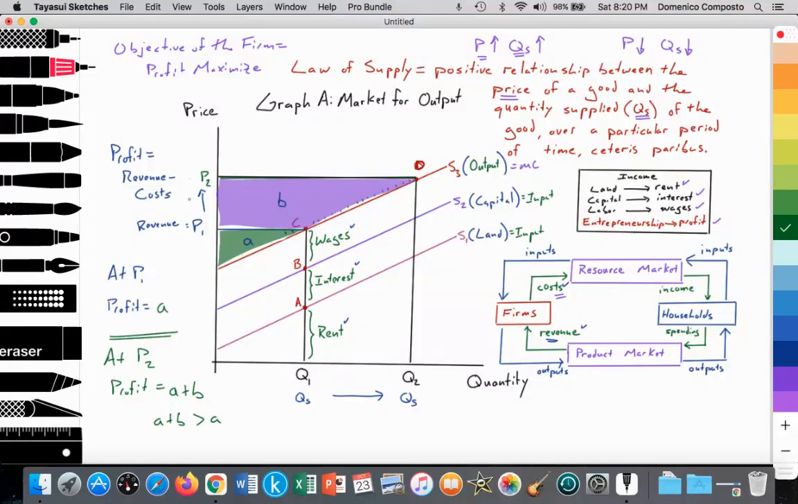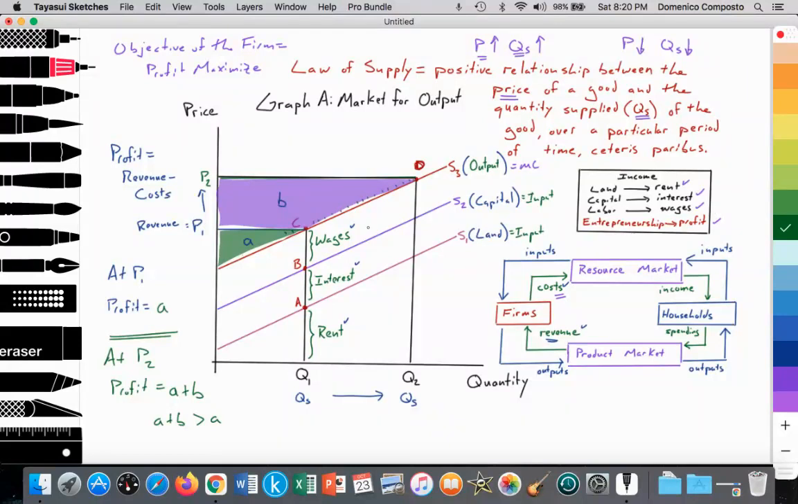And vice versa, if price falls, firms will decrease their quantity supplied, fire excess resources, labor, land, and capital, minimize the loss, and maximize the profit at Q1 at that lower price of P1. Price or revenue minus cost becomes the profit. Again, the revenue minus the costs becomes the profit to the entrepreneur.